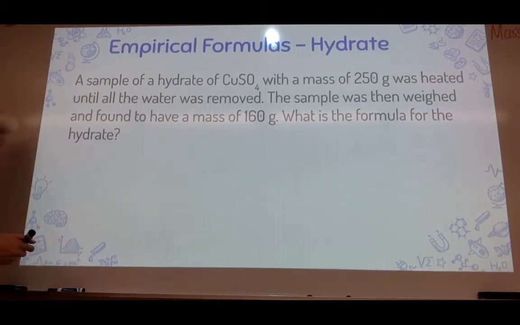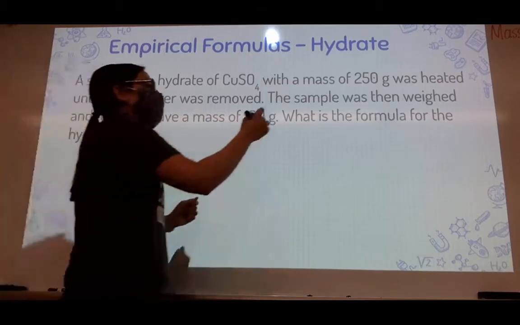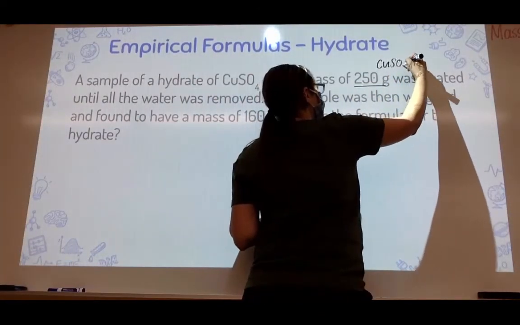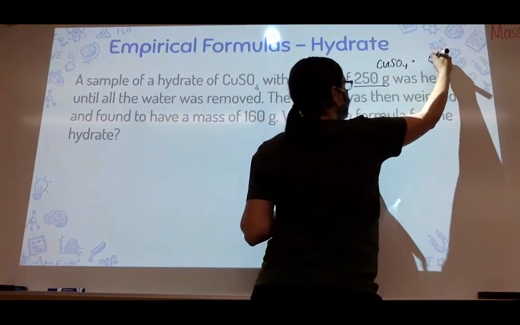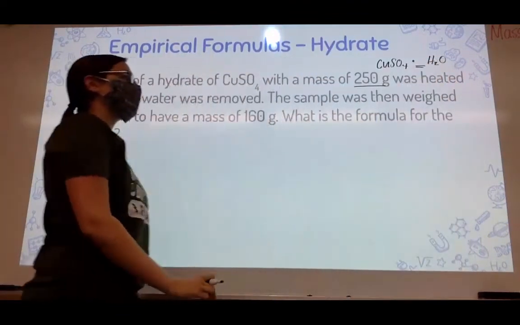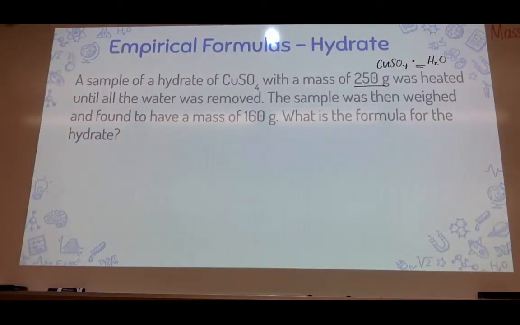So a sample of a hydrate of copper 2 sulfate with a mass of 250 grams. So hydrate means that you have a substance with water. So this 250 grams is CuSO4, and hydrates look like this. And there's some number here. That's a hydrate. A hydrated compound has water attached to the crystal structure.